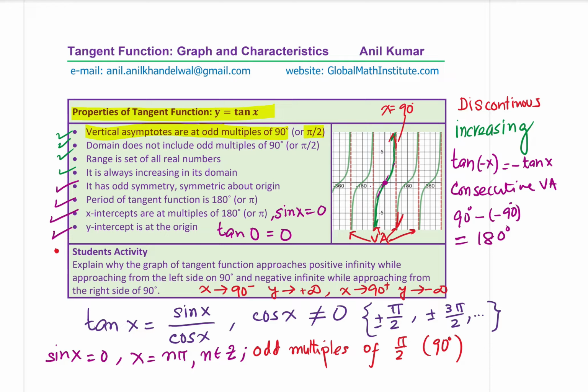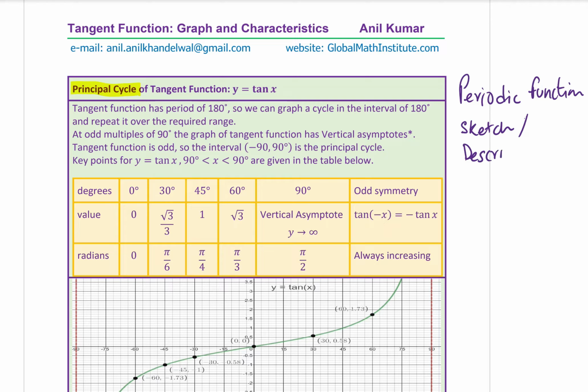Okay. Let's move on and look into what is called a principal cycle. As you can see, the tangent function is periodic. Now, in the case of a periodic function, we first sketch or describe the principal cycle, and the rest is a repeat of the same. So that's the whole idea. Normally when we work on a periodic function, it is good enough to describe a cycle. And when we define this cycle in one particular interval of our interest, we say that is the principal cycle. That is how we got this term principal cycle.